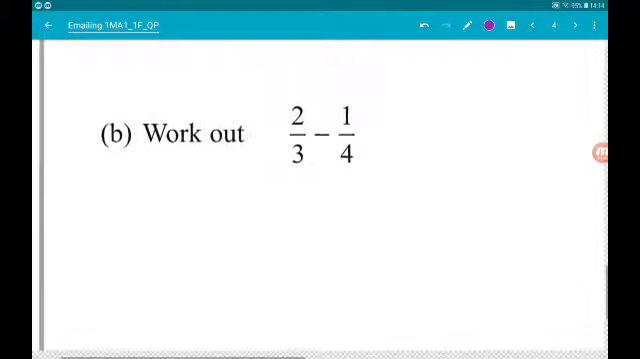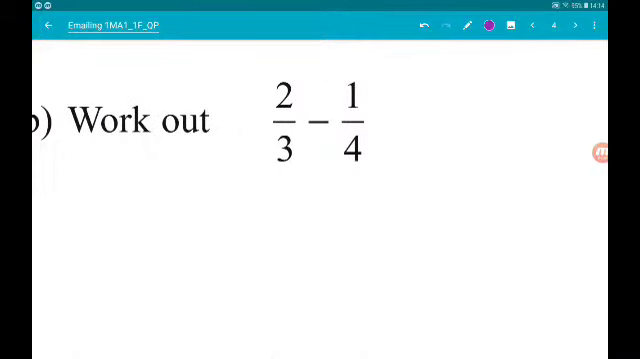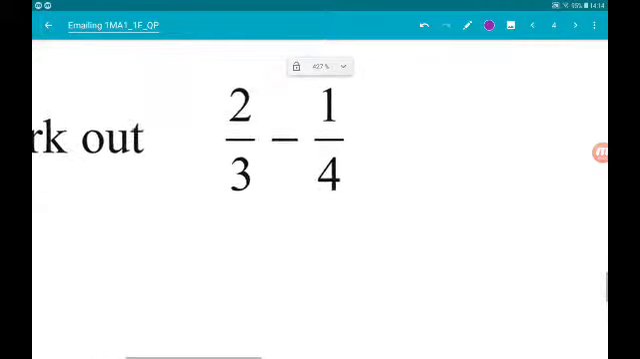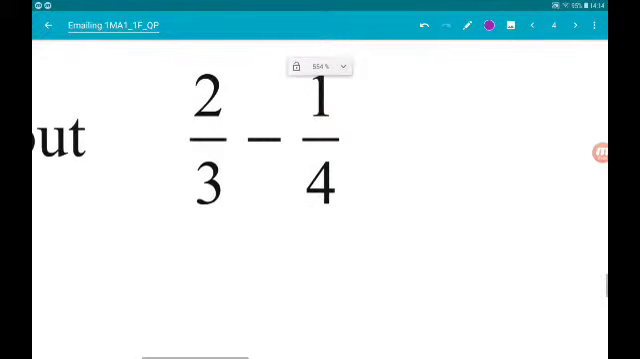8b wants us to work out 2/3 minus 1/4. Okay, so to add or subtract fractions, they need to have the same number on the bottom. So, what's the first number that 3 and 4 both go into? It's 12. So, to turn 3 into 12, we're going to multiply by 4. Now we have to do that to the top as well. And to turn 4 into 12, we're going to multiply by 3.